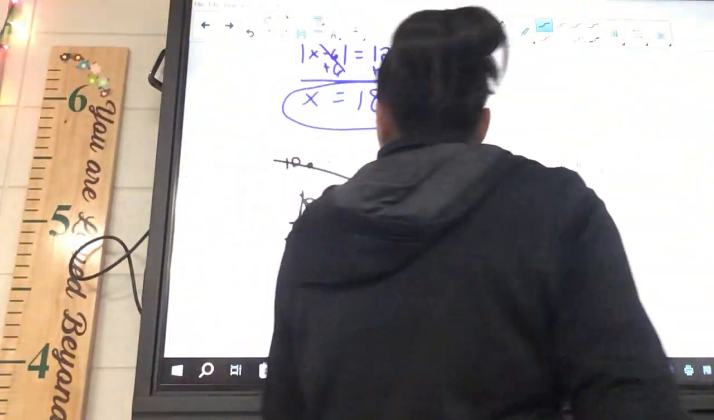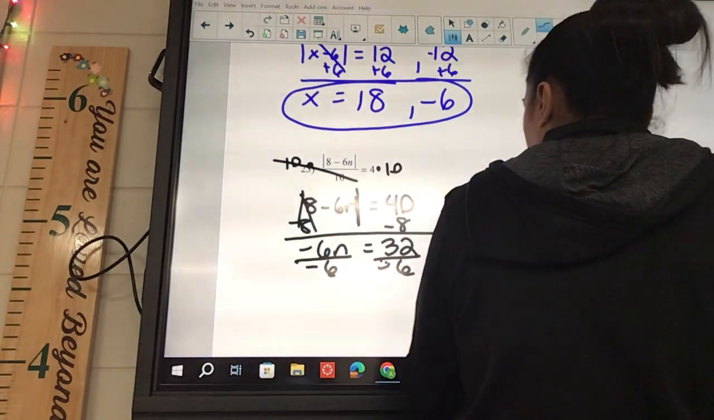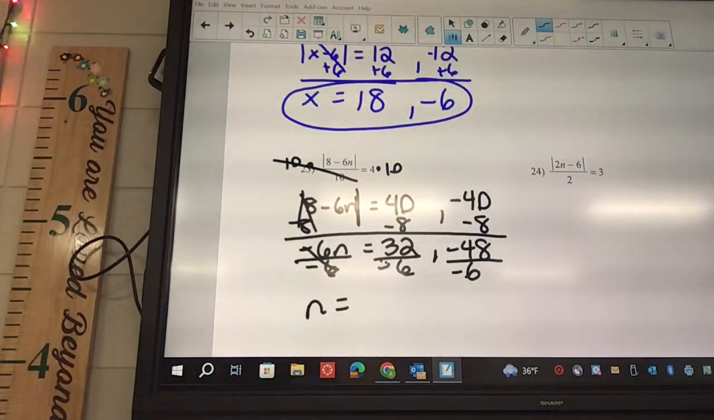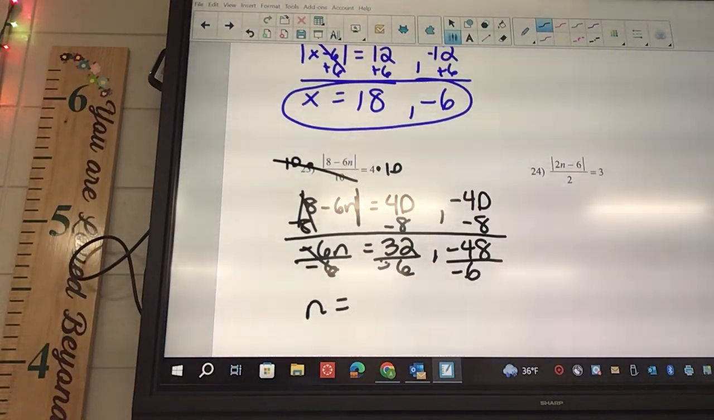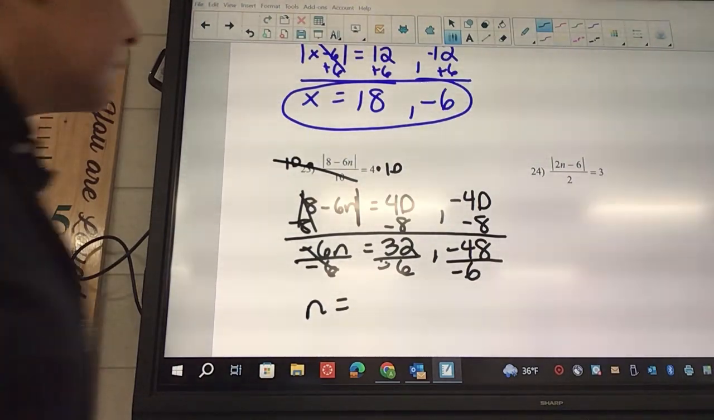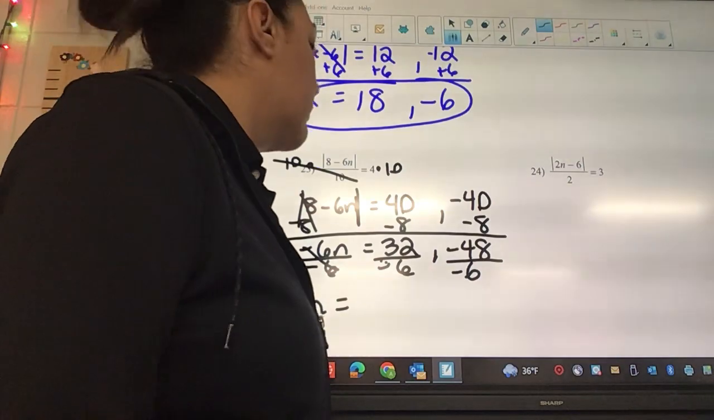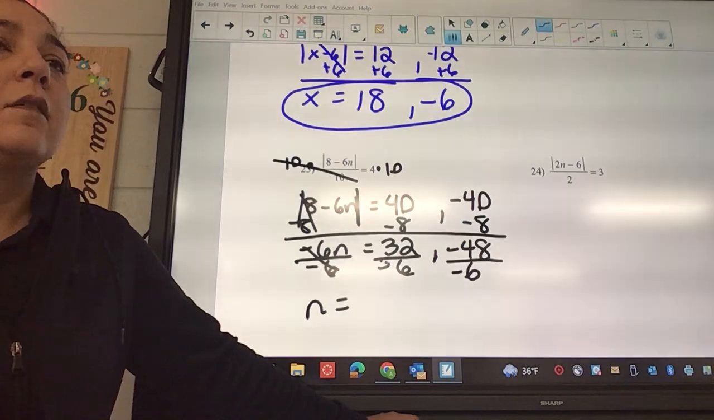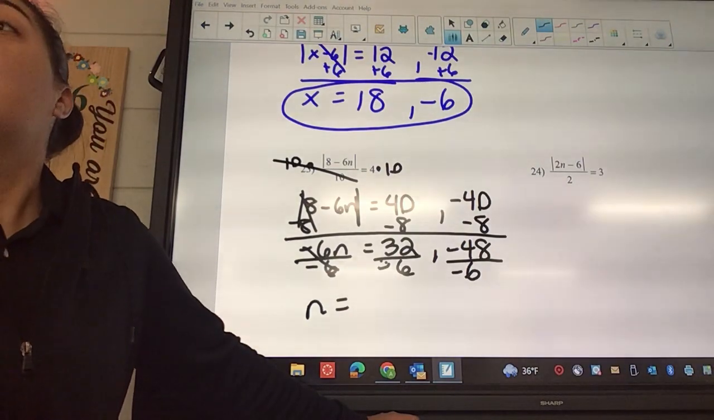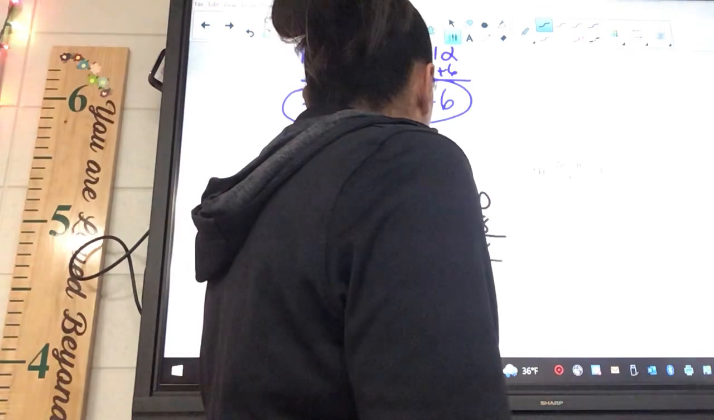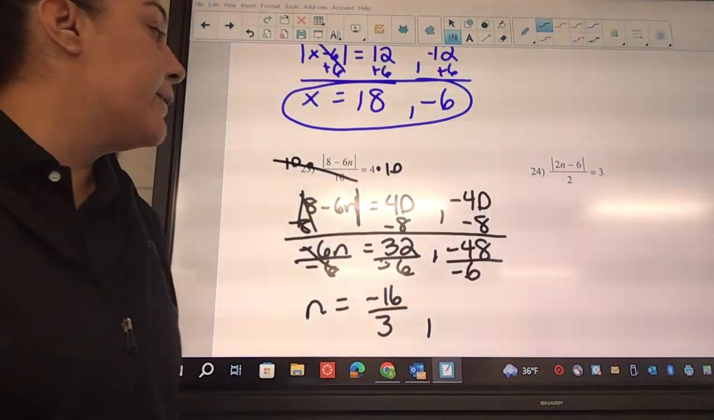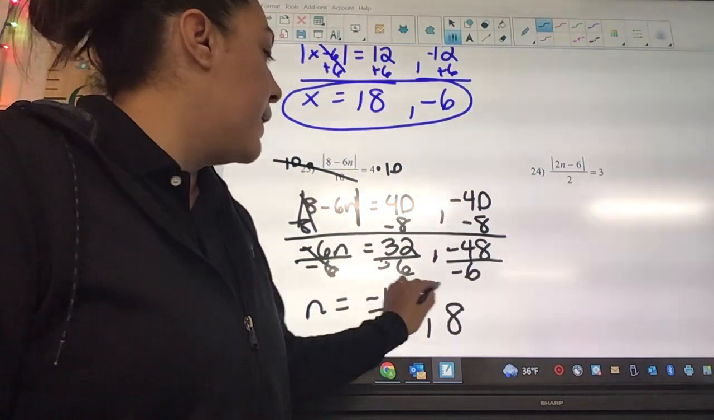And then we're gonna divide by negative 6. Okay, what is 32 divided by negative 6? Negative 6. 32 divided by negative 6. Negative 16 over 3? Is that what you said? Okay. Negative 48 divided by negative 6 is going to be a positive 8.